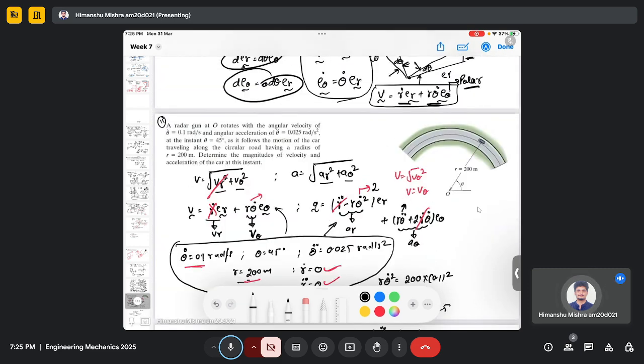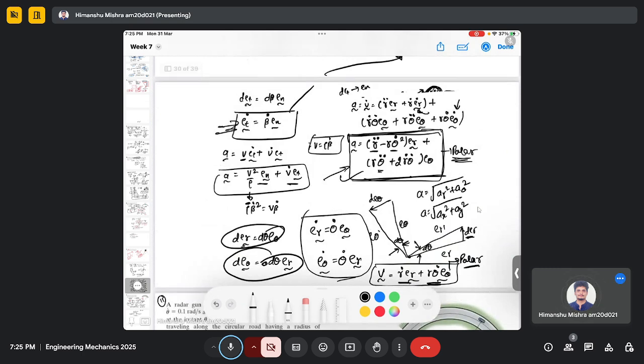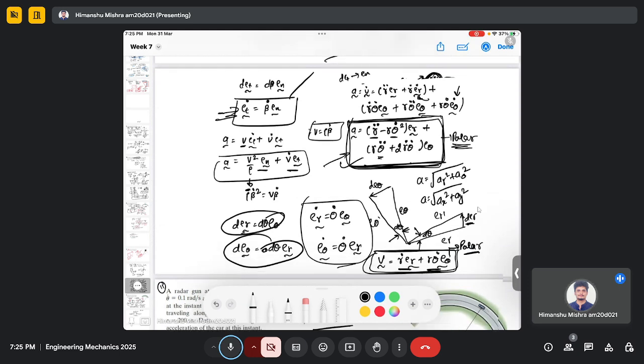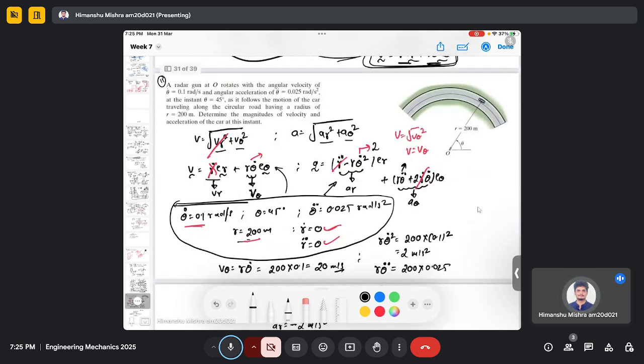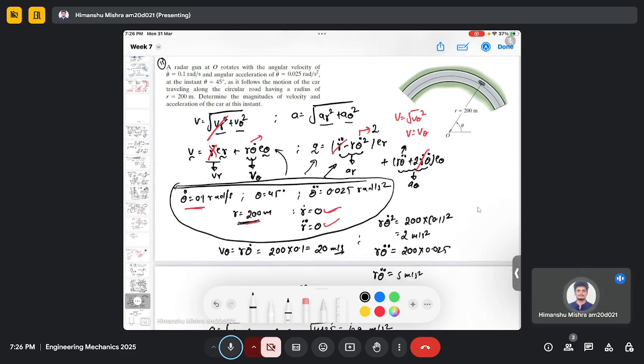So you can see that in this question it is a straight application of this formula. We just use this acceleration formula and this velocity component. The only thing you need to ensure is to identify r double dot, theta double dot, r dot and theta dot, and once you identify those, you can plug directly into the formula to calculate the magnitudes. Here r is given as 200 meter, and it was a constant, which gives r dot and r double dot as 0.